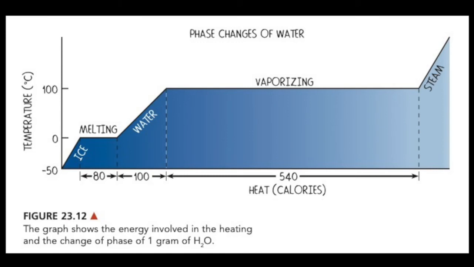So here I have figure 23.12. The graph shows the energy involved in the heating and the change of phase of 1 gram of water. So you can see how it's gaining heat. Look at going from melting. It's gaining 80 calories, as opposed to water, it's gaining 100 calories, going from 0 to 100. And then look at the vaporization, 540 calories per gram to go from water at 100 degrees to steam at 100 degrees. Absolutely outstanding.